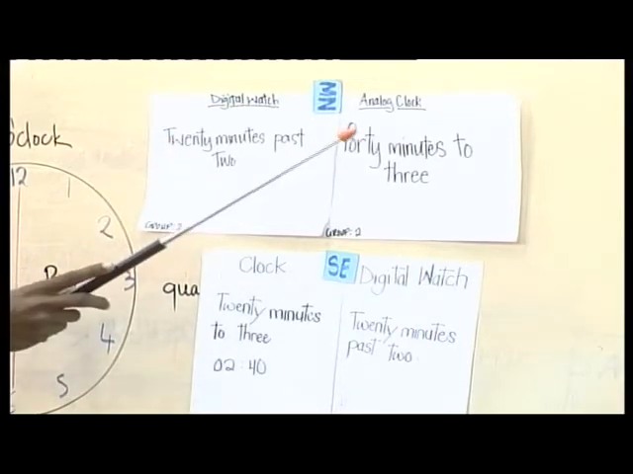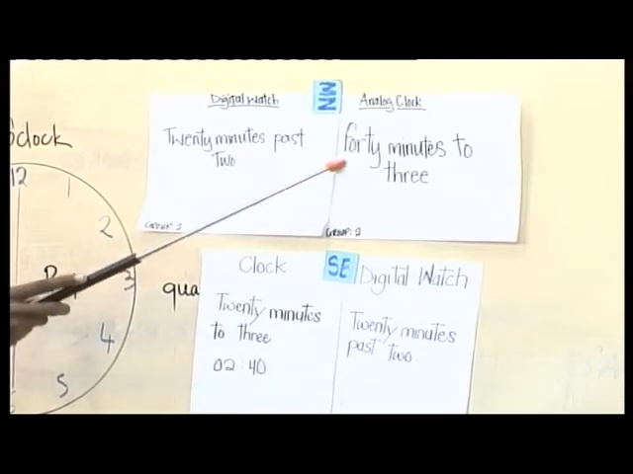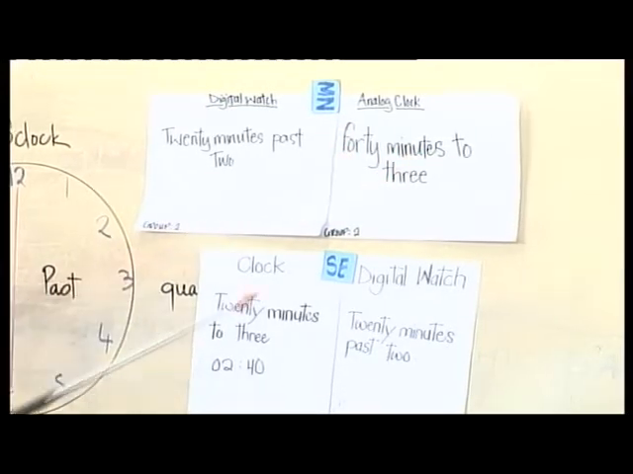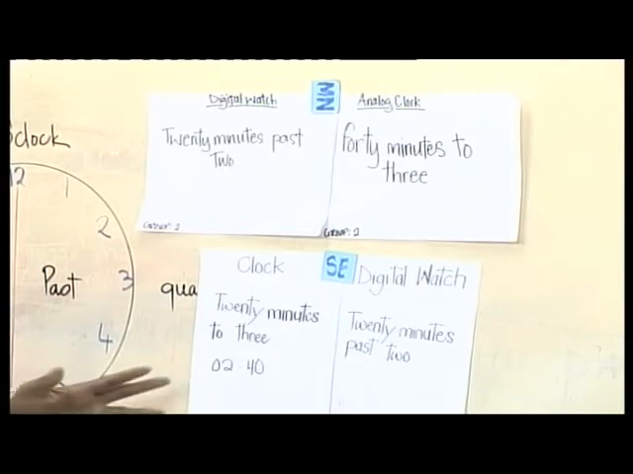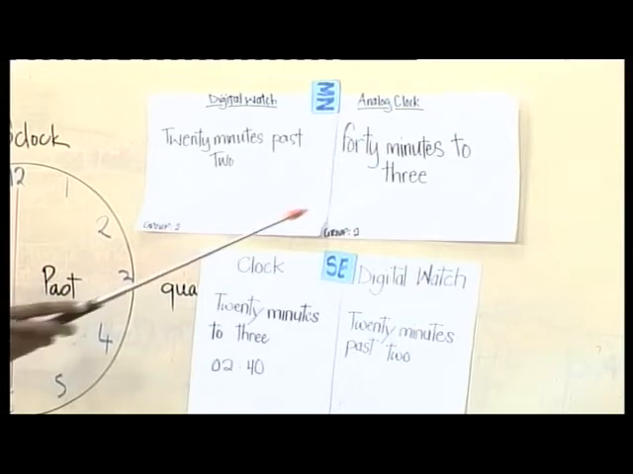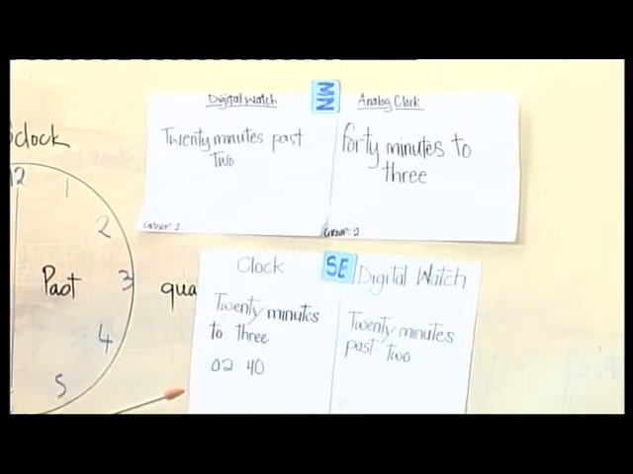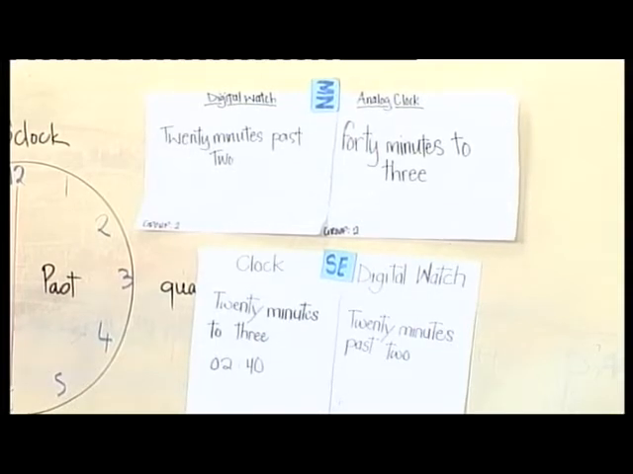Okay, let us look at the analog clock. Group 2, 40 minutes to 3, and group 4, 20 minutes to 3. Which of these groups' answers is correct? We have two different answers here. Which group? Group 2 or group 4? Raise your hands up if you think that group 2's answer is correct. Raise your hands up if you think that group 4's answer is correct.